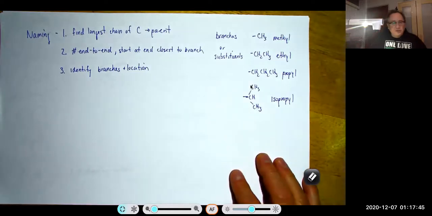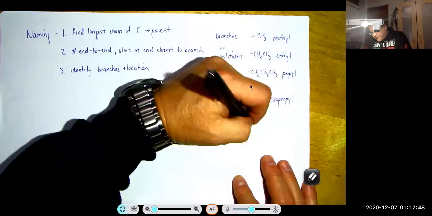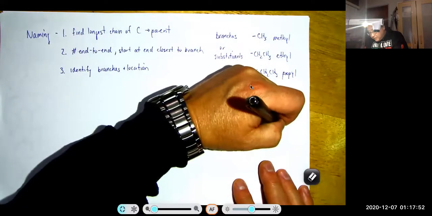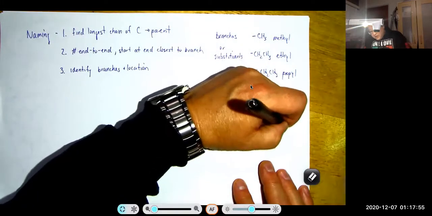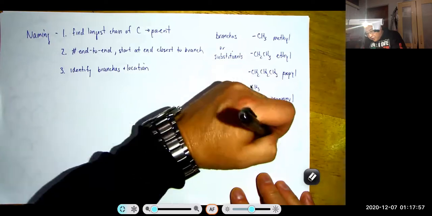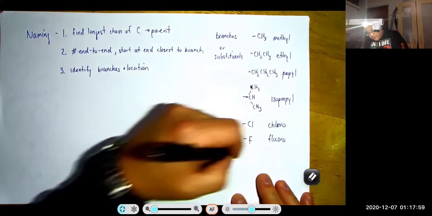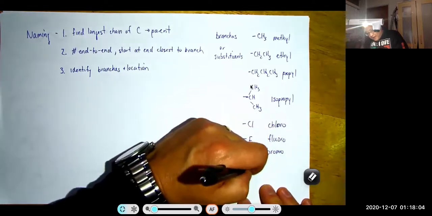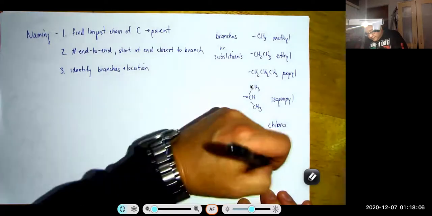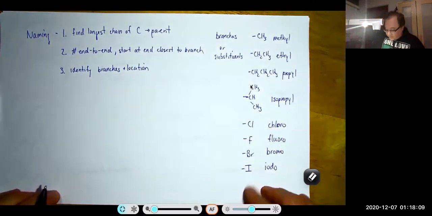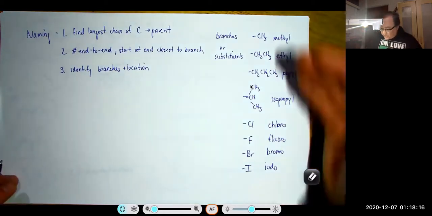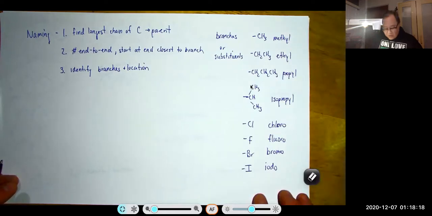There are some other substituents that you might want to know about. For instance, if you have a chlorine, it's called a chloro. If you have a fluorine, it's called a fluoro. If you have a bromine, it's called a bromo. And if you have an iodine, it's called iodo. Except for with this one, when you say it, you have to shrug your shoulders. Iodo. Okay, so these are some substituents that you probably want to know about.